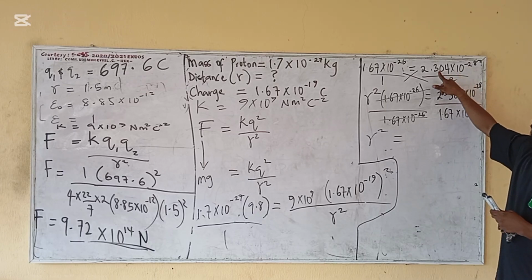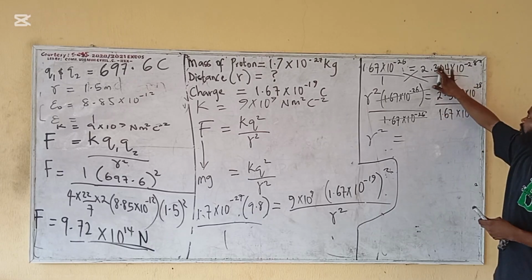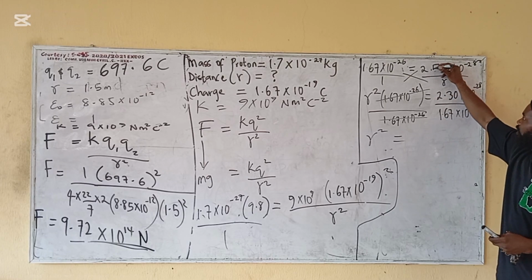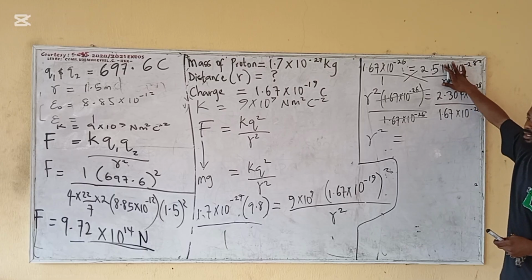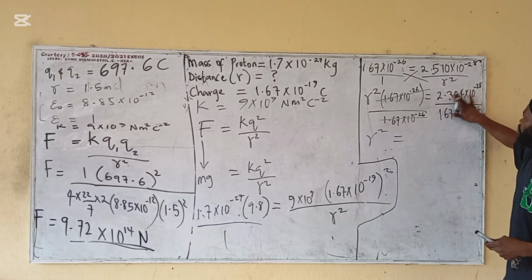Minus 1 times 10 raised to the power minus 28. Okay, you got 2.51 here. Okay, 2.510 times 10 raised to the power minus 28.